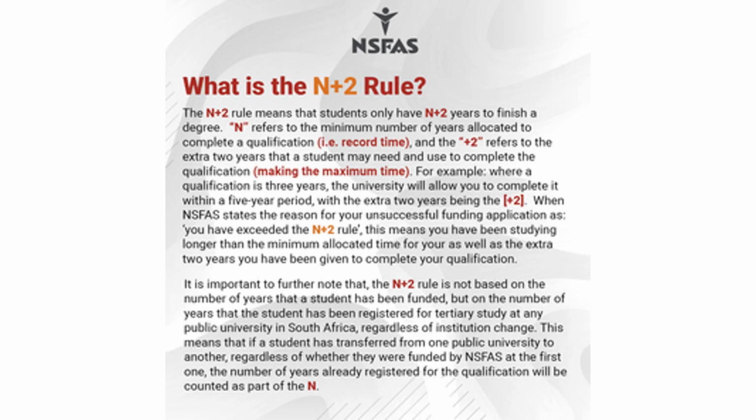As for N+1 rule, that is for someone who registered after 2018 or in 2018. If you're doing a 4-year course, you'll be given 1 extra year to be funded, which makes it 5.